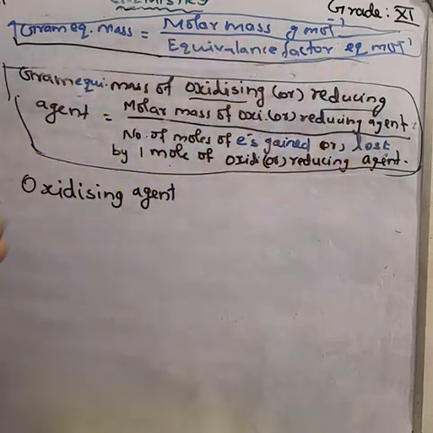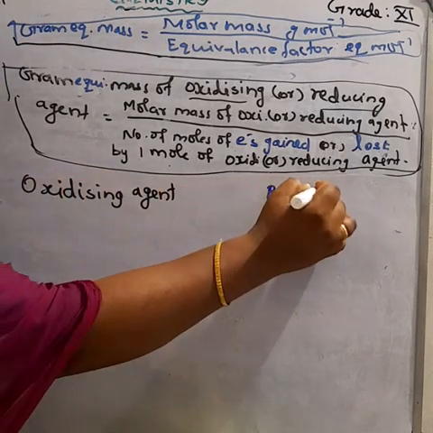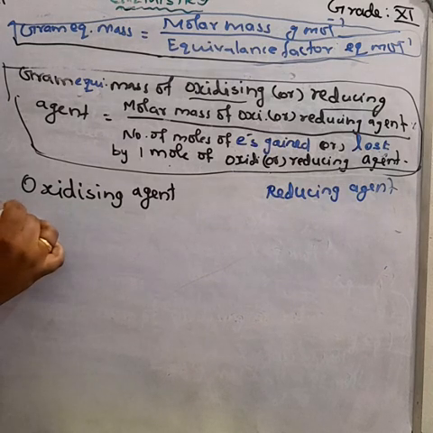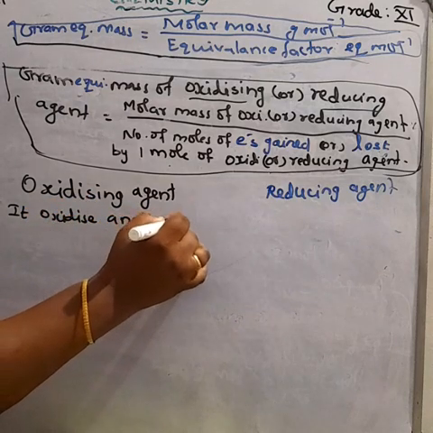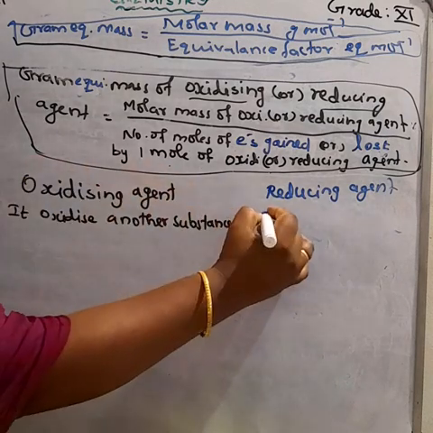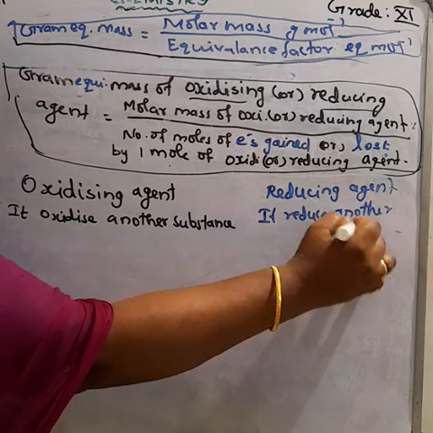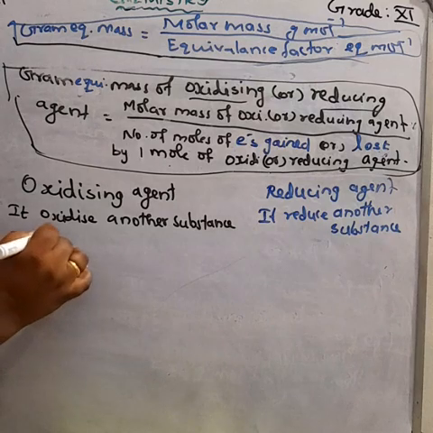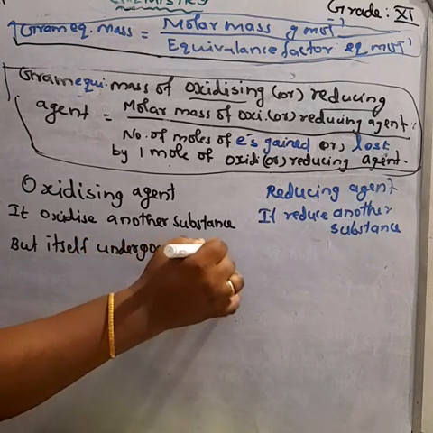So listen carefully. What do you mean by oxidizing agent? An oxidizing agent is a substance that oxidizes another substance and itself undergoes reduction. A reducing agent reduces another substance and itself undergoes oxidation. This is the definition of the oxidizing agent and the reducing agent.